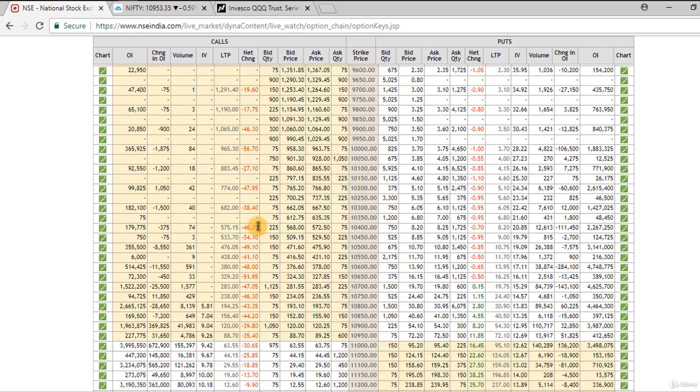Bid quantity is the total quantity of current buy orders in the system, and the ask quantity is the current sell order quantity. Volume is the total number of contracts traded on the present day. It is always positive and starts from 0 at the start of the day and increments as new trades occur. A good volume means good liquidity in the market.